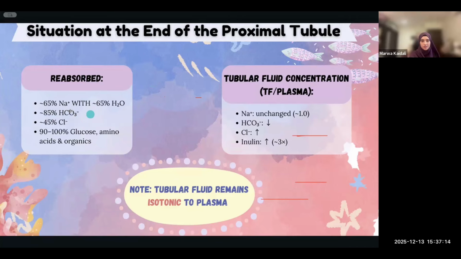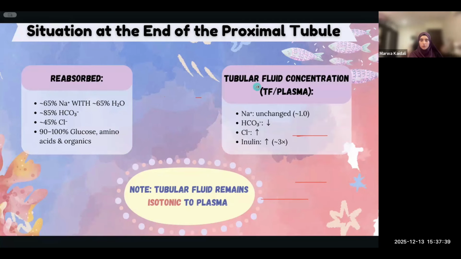This is actually important because I saw a question about it before. I just don't want you to miss it because it seems like something that you would overlook, but just remember this value. 85% of bicarbonate is going to be reabsorbed in the proximal tubule. And then for chloride, around 45% is going to be reabsorbed. And for glucose, amino acids, and organic solutes, about 100% of them are going to be reabsorbed at the end of the proximal tubule. Okay?